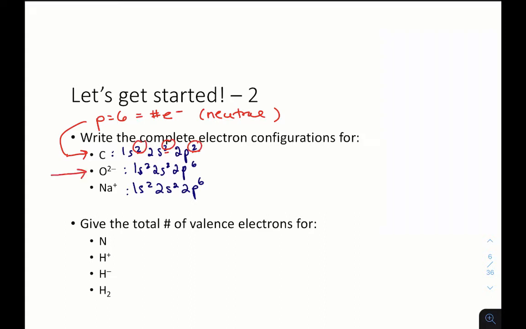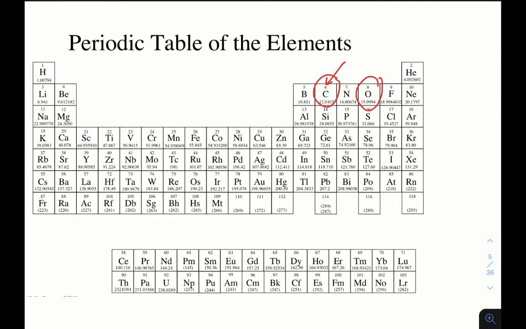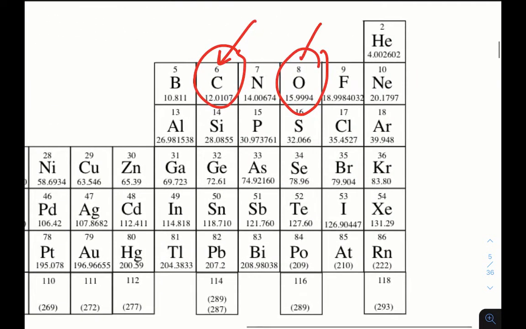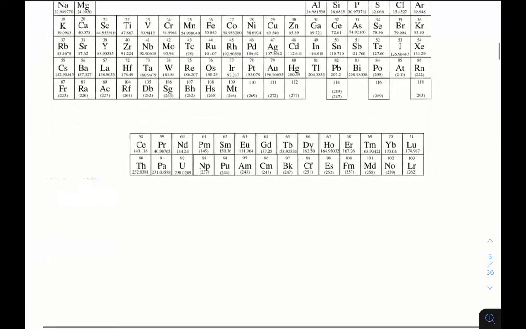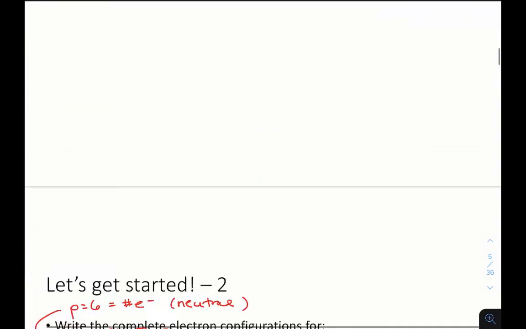Oxide. We have the O2 minus ion. Well, oxygen has atomic number 8. So a neutral atom has 8 total electrons. But this atom has a charge of -2, so it must have 2 extra electrons. And so the electron configuration of oxide is 1s2, 2s2, 2p6 for a total of 10 electrons.